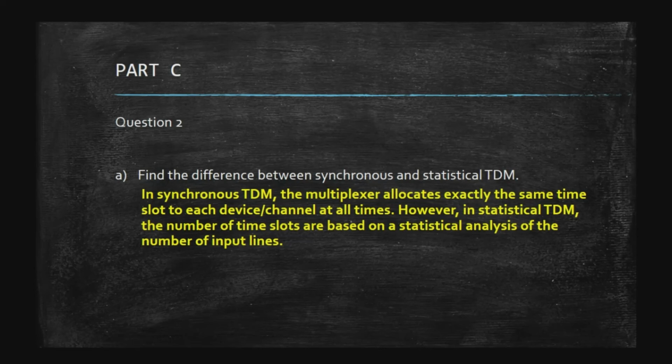However, in statistical TDM, the number of time slots is based on the statistical analysis of the number of input lines, so it refers to the input resources. If there is data, then it will allocate a slot for that channel. Otherwise, it will not allocate one for that channel.